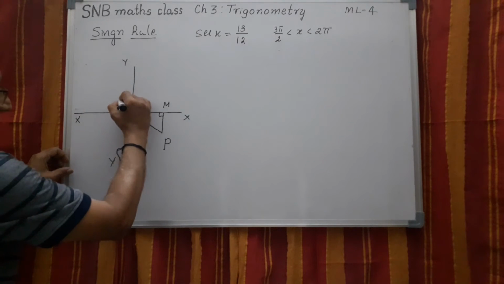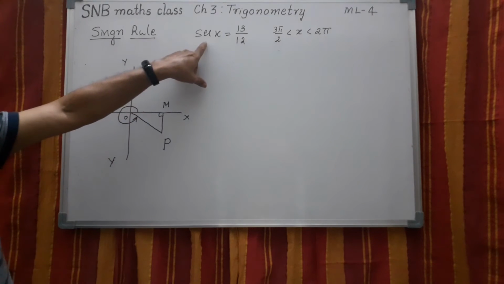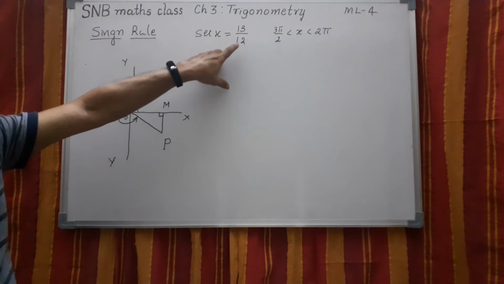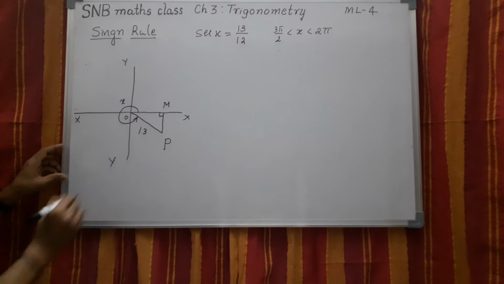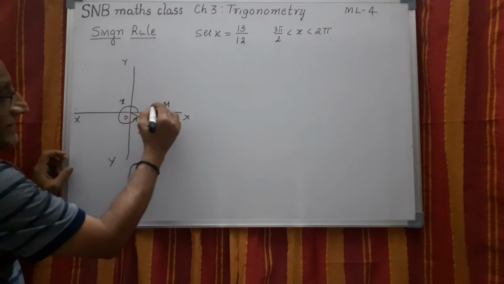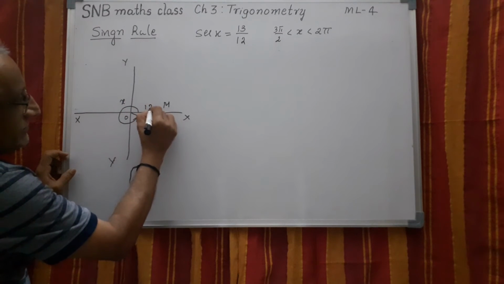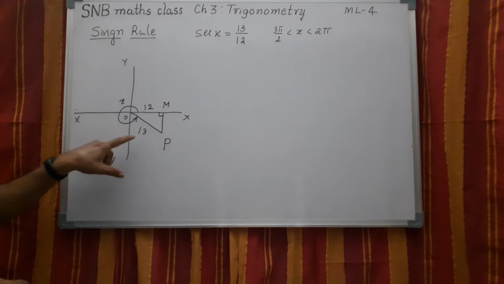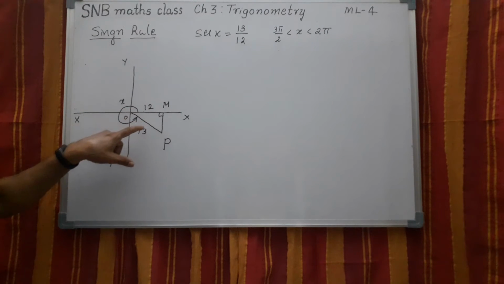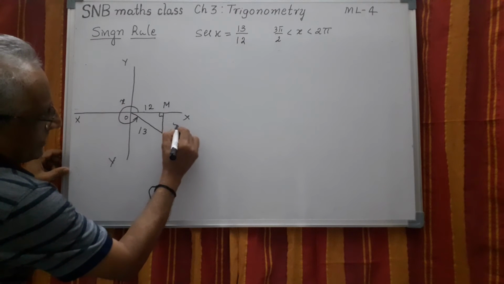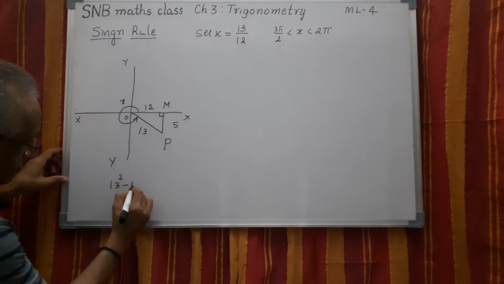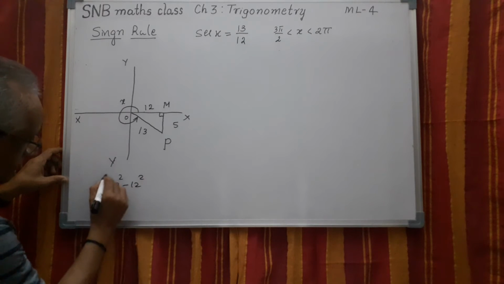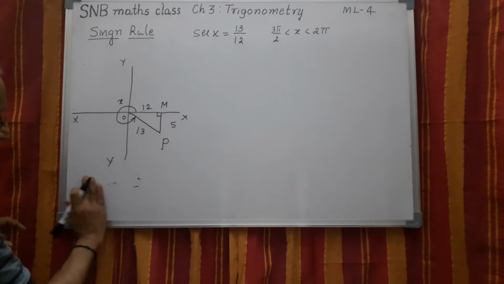This is x. So now, according to the definition, secant x means hypotenuse by adjacent. So hypotenuse means this is 13. What is the adjacent of this angle? This is 12. So 13 and 12 means this is a Pythagorean triangle, so this is 5. If you don't know, you have to prove it like this: 13 square minus 12 square, then find it. The square root of that will be this one. So that is the method.